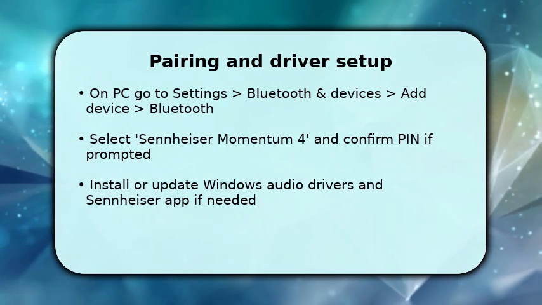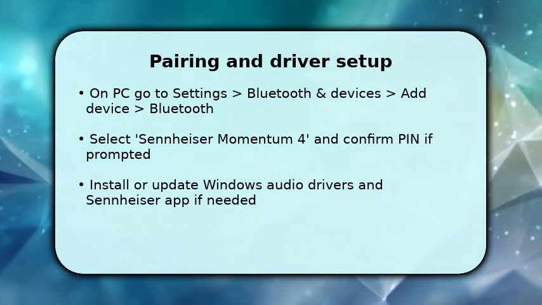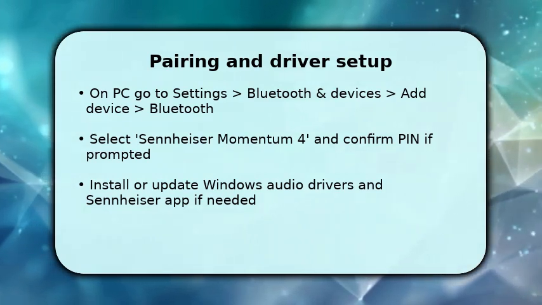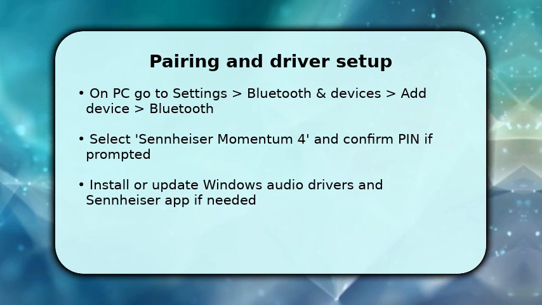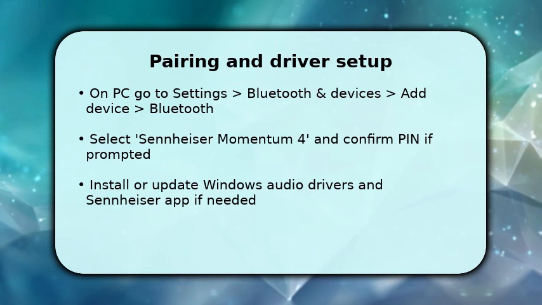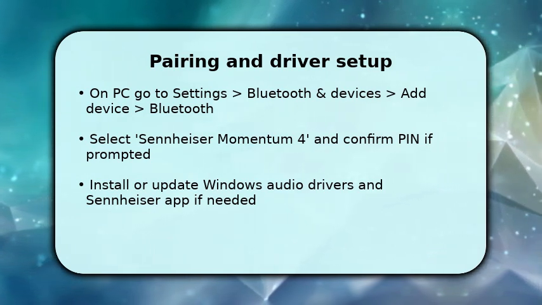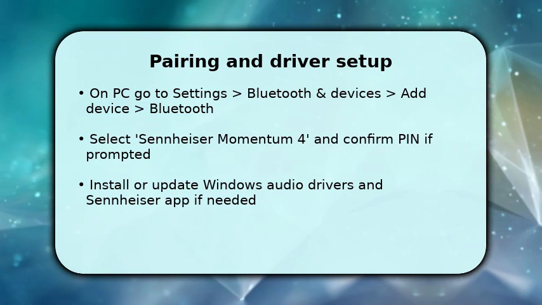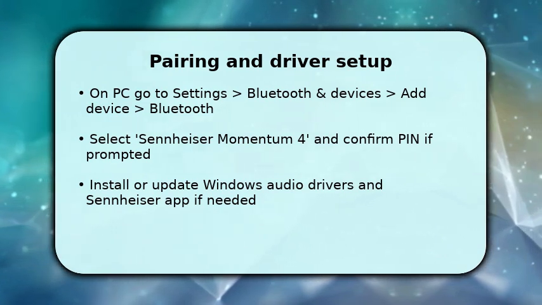Once the headphones are discoverable, open your PC's Bluetooth settings and choose Add Device, then Bluetooth. You'll see Sennheiser Momentum 4 in the list. Click it to pair and accept any pairing prompts. Make sure Windows selects the headphones as the default output and input device in sound settings.